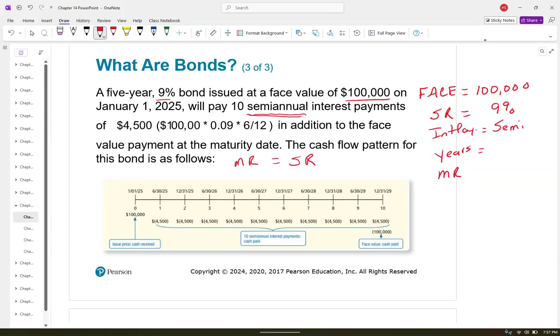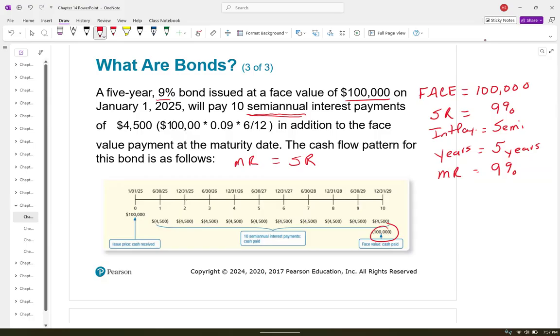It says 10 semi-annual interest payments, so it is 5 years. They did not tell us the market rate, but since they didn't say anything about it and it looks like we borrowed 100,000 here and we paid back 100,000, the market rate is probably exactly 9%. Okay? So in a bond, there are two cash flows.